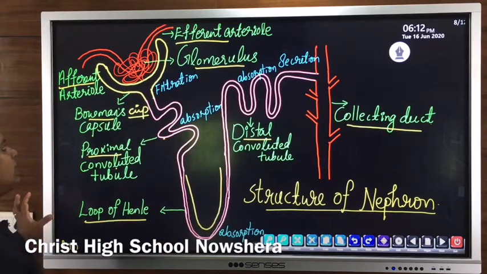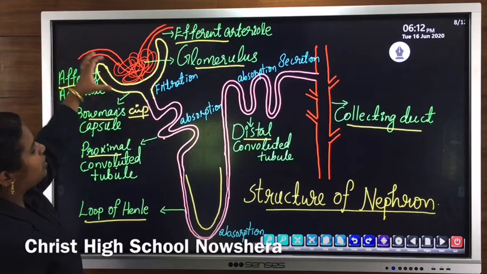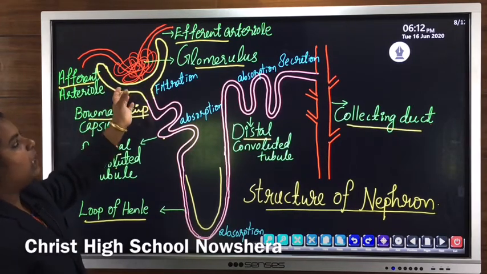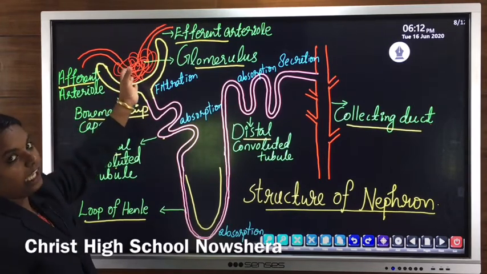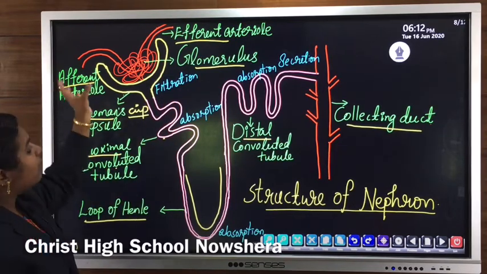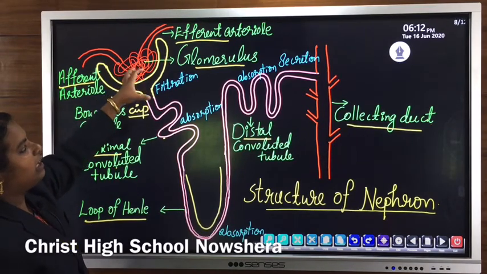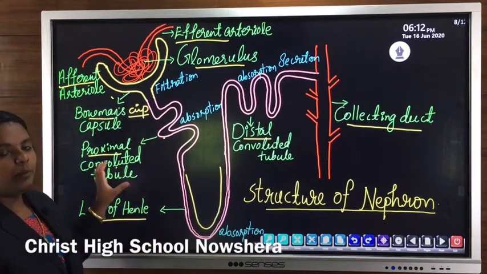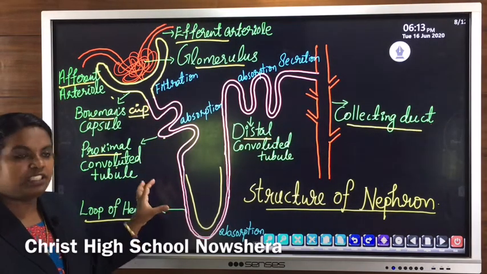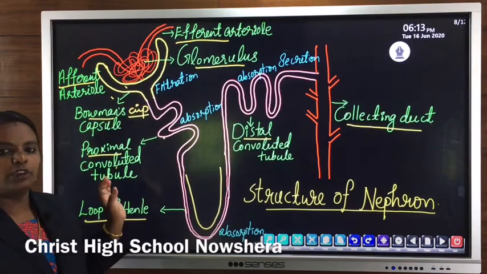Once again I will repeat it. Two blood vessels: the afferent arteriole, which brings blood to Bowman's capsule or nephron, then the efferent arteriole, which brings blood away from Bowman's capsule or nephron. Then this cup-shaped structure is known as Bowman's capsule, and the blood capillary is known as the glomerulus. Bowman's capsule and glomerulus together form the Malpighian body, which is known as the first part of the nephron.